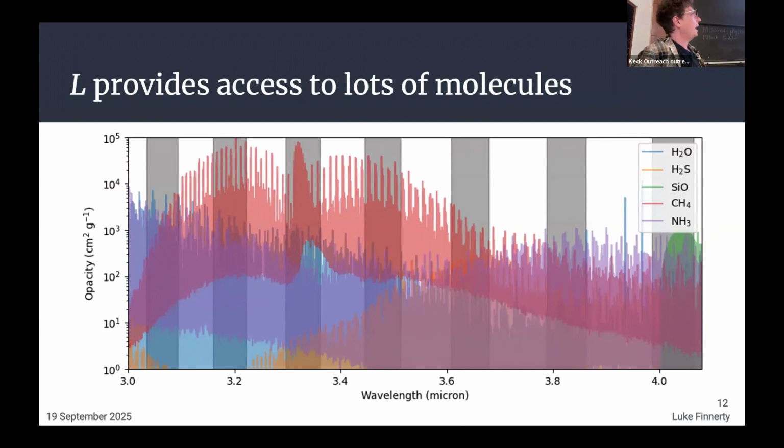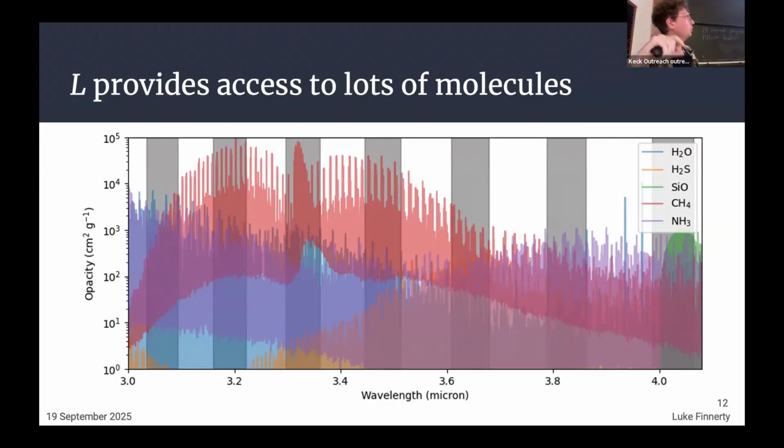So this is opacities in the L band, and the shaded portions are the actual parts of the spectrum you can get on the NIRSpec detector. And what you can see is there's these really strong methane features, which are particularly interesting for cooler planets, because we expect the dominant reservoir of carbon to shift from carbon monoxide at high temperatures to methane at lower temperatures.